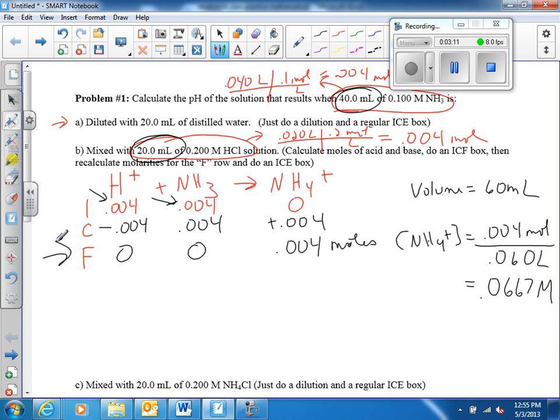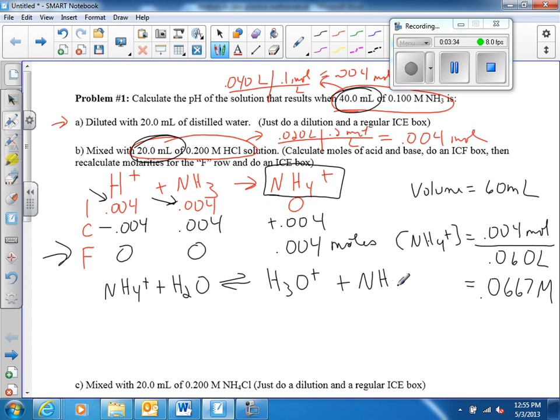Now at this point, we need to go through an ice box because that's what we do. We get the final row and we'll use an ice box. When you do an ice box, you need an equilibrium reaction. All we have left is a weak acid. So whenever you have a weak acid, you always add water to it, and weak acids should produce H3O+ and the conjugate base of the weak acid. And you put in what we had initially, 0.0667. We don't care about the water. 0, ICE, minus x, 0.0667 minus x, x, x.